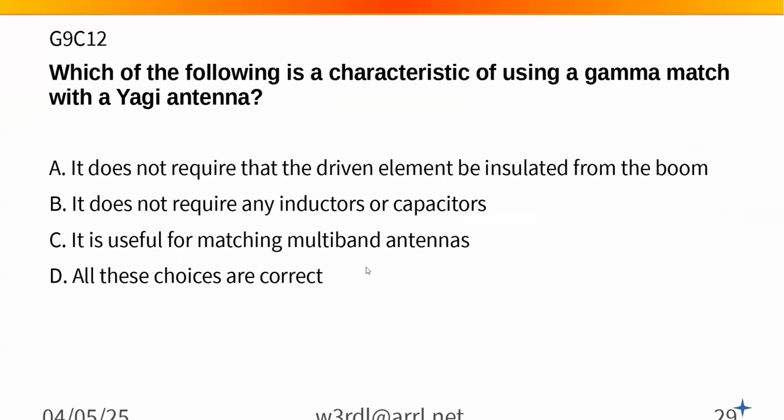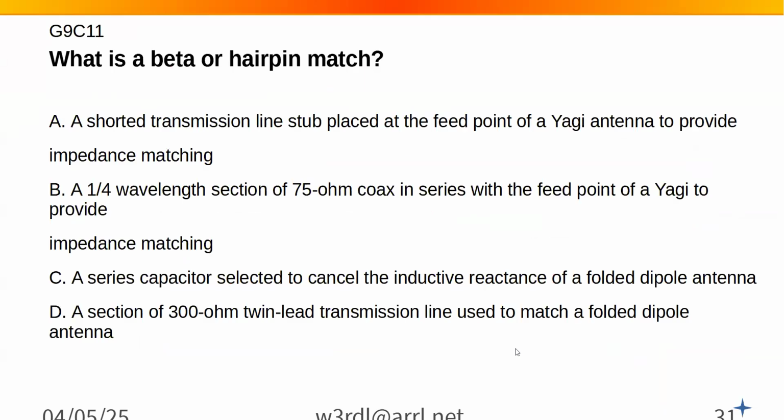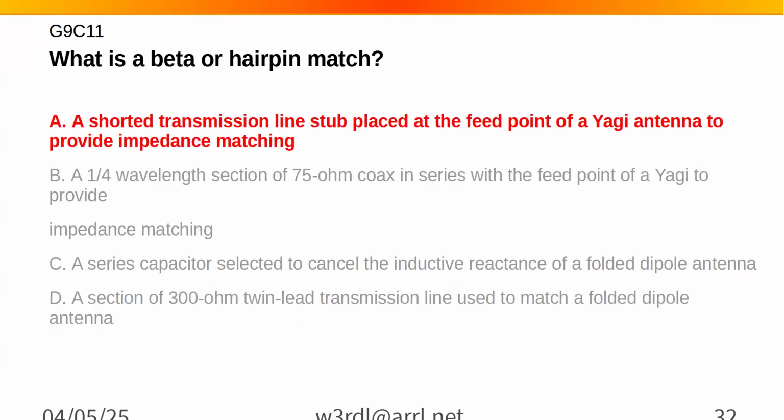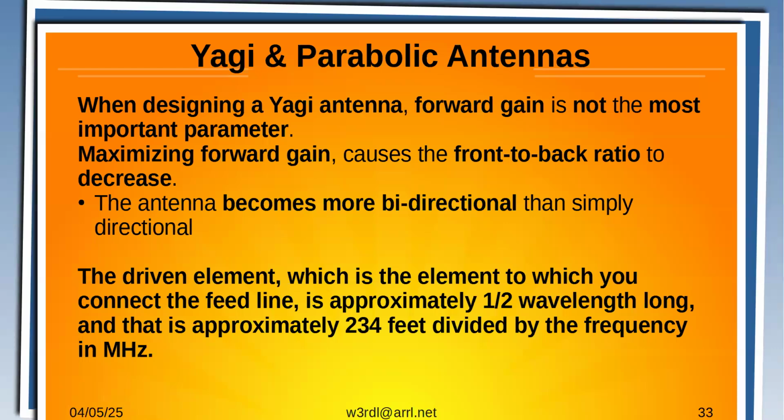So which of the following is a characteristic of using a gamma match with a Yagi antenna? What is a beta or hairpin match? Okay.